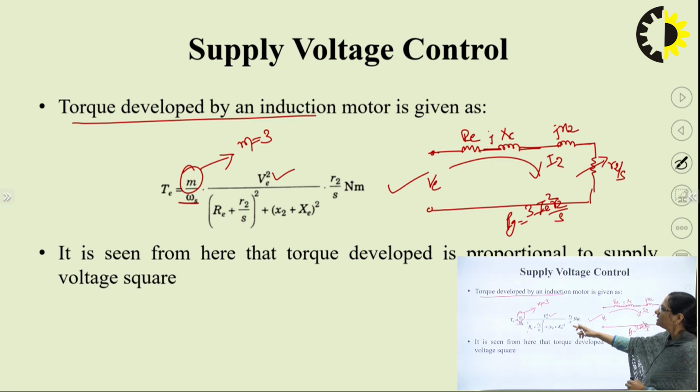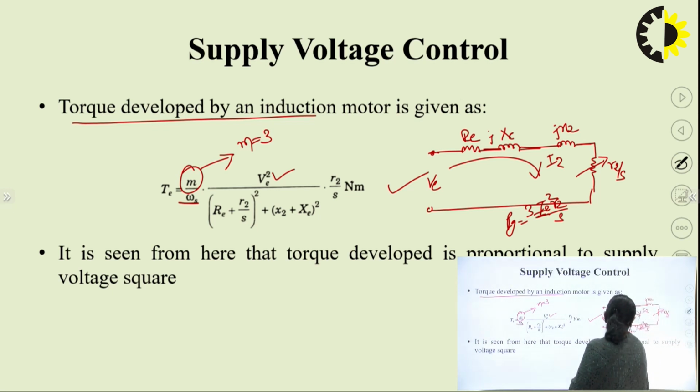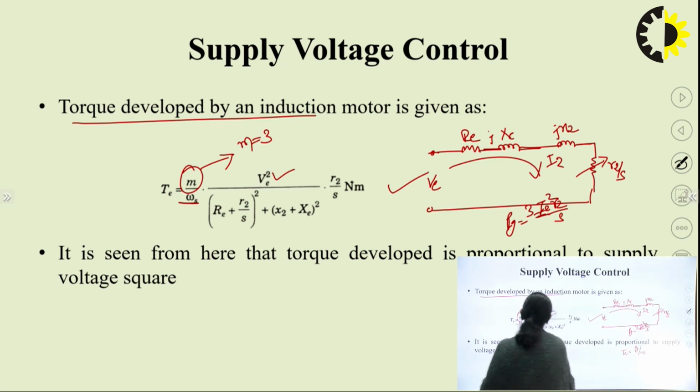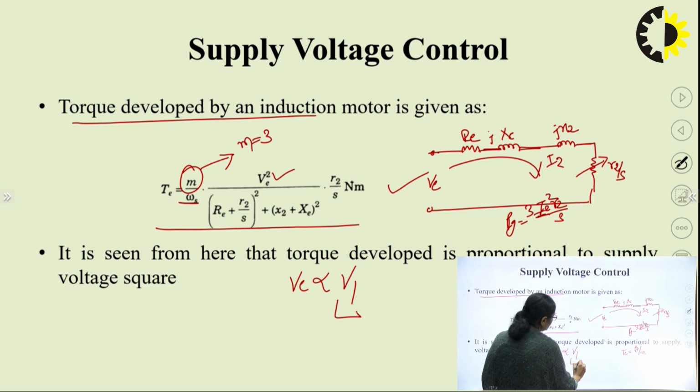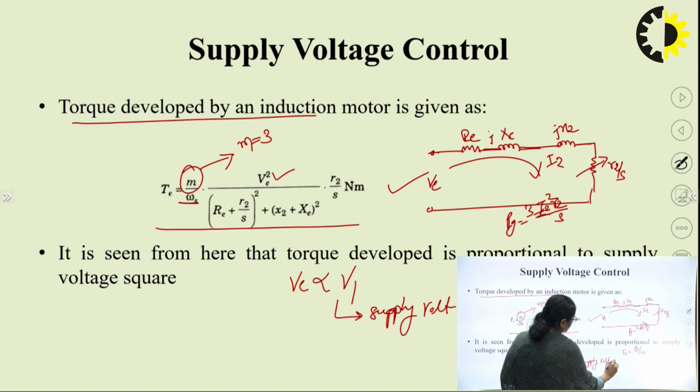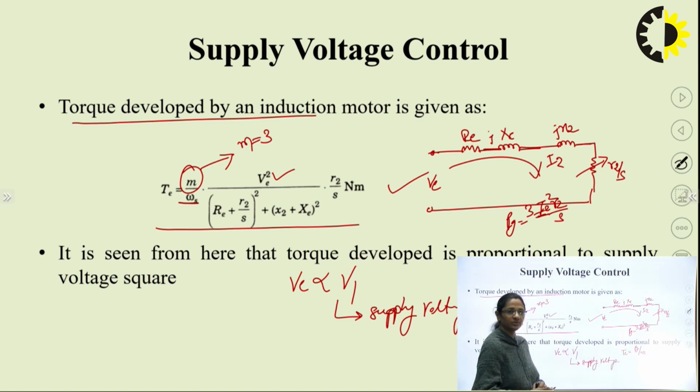So it is simply the substitution of the equation of current I2 in this equation of torque production, which is Pg upon omega s, which gives us the torque equation in this particular form. Now we know from the analysis of the equivalent circuit that we have done previously that VE is proportional to V1. What is V1 over here? V1 is the supply voltage given to the motor.